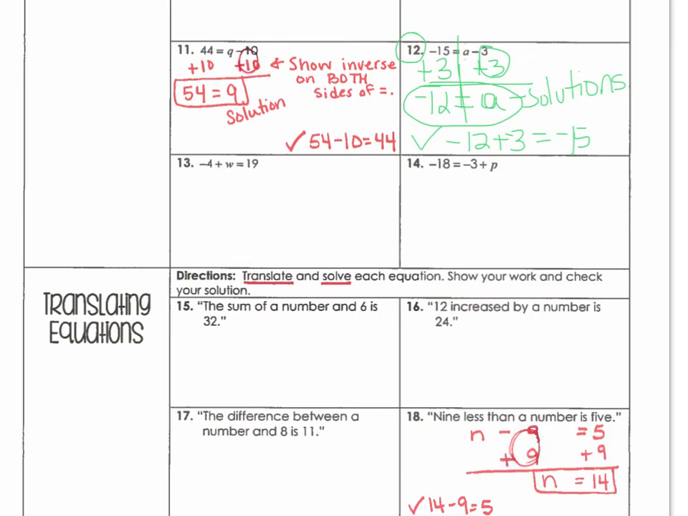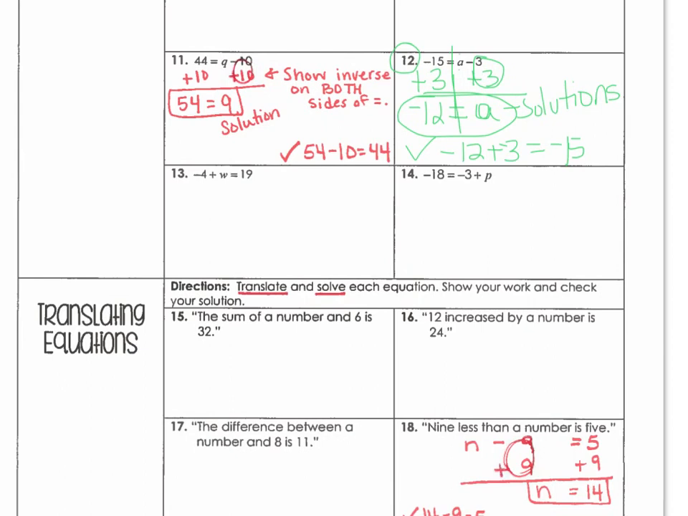The variable's back on the left side for 13, but I see that negative. People get nervous with negatives. I know I do. So I found my variable. W is my variable. What's happening to the variable? Well, it's adding a negative 4. And if I want to zero out a negative 4, I'm actually going to have to add 4. Some people see that plus sign by the variable and they think the inverse operation is to subtract. And that's not going to help us on this one.